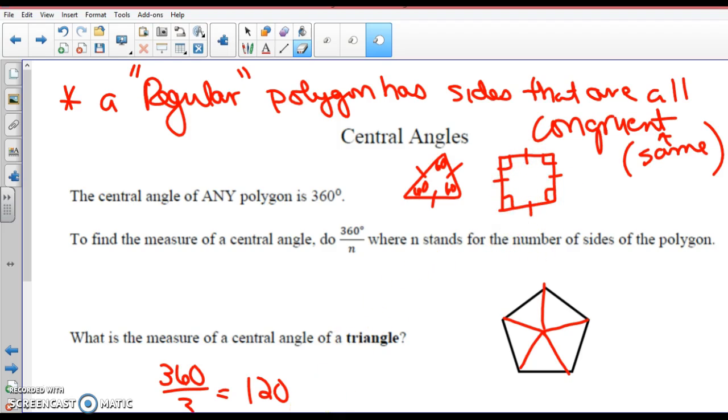Now, in class, I'm going to give you a piece of paper that gives you the names of all the polygons. A quadrilateral has 4 sides. A pentagon has 5, a hexagon 6, and so on. You do need to know that. And this picture right here is a pentagon. And I drew a point right in the middle.